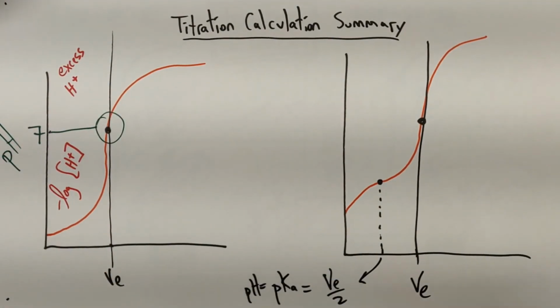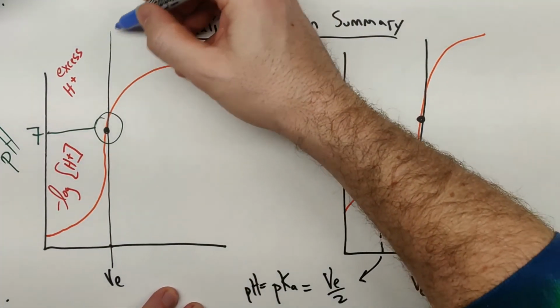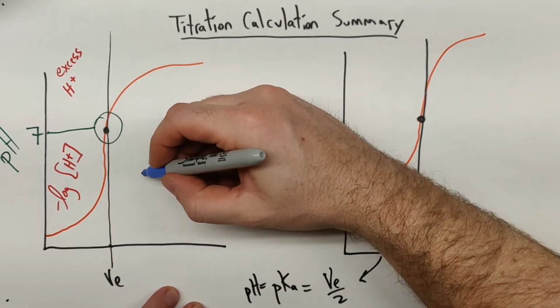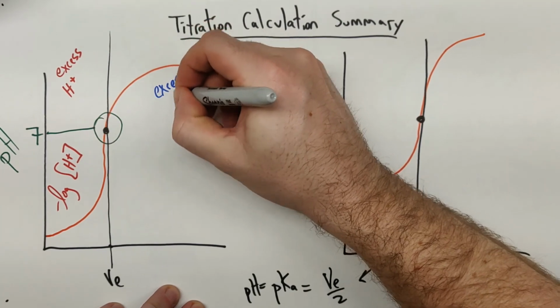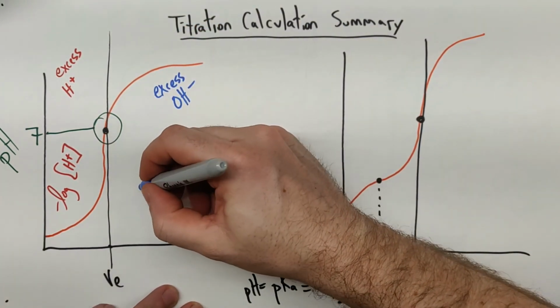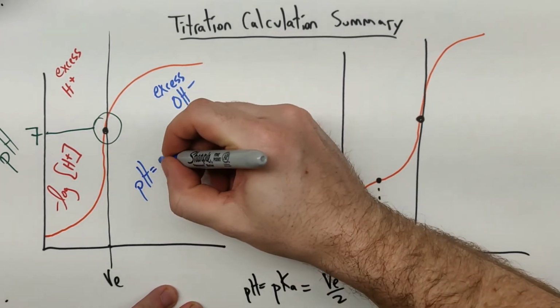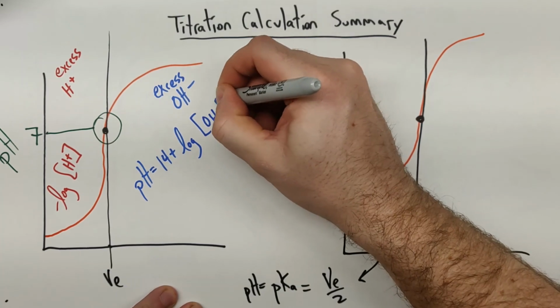On this one right here, we have exceeded the equivalence point with our base, and so everything over here, calculation is going to be based on concentration OH minus, excess OH minus. And so you can just rearrange your pH equation and say the pH is going to be 14 plus the log concentration of OH minus.